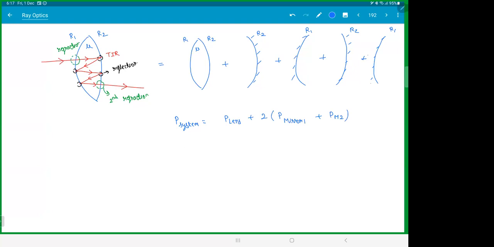And this whole system behaves like what? Last time we discussed, how do you decide whether a system is behaving like a lens or a mirror? This whole system behaves like what?